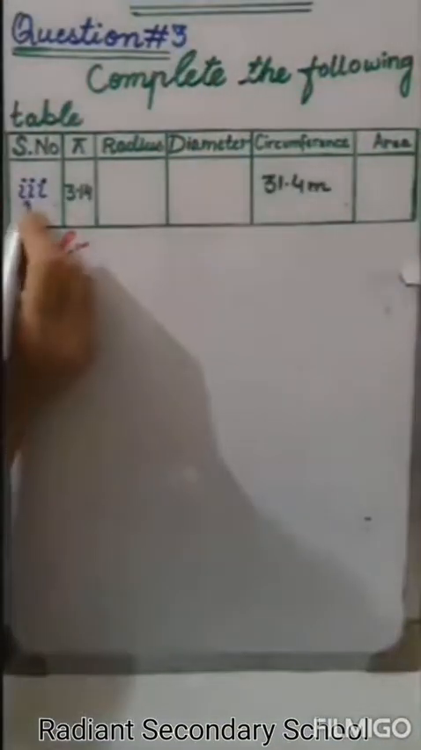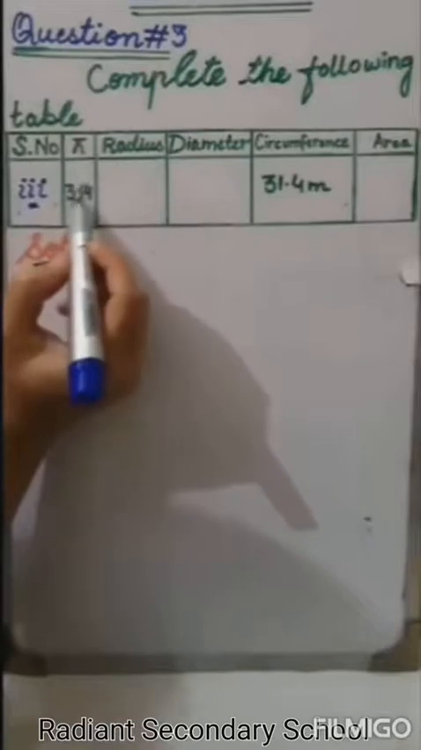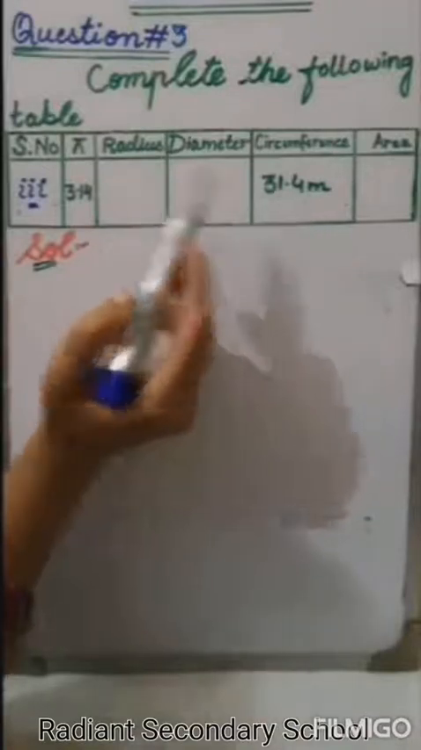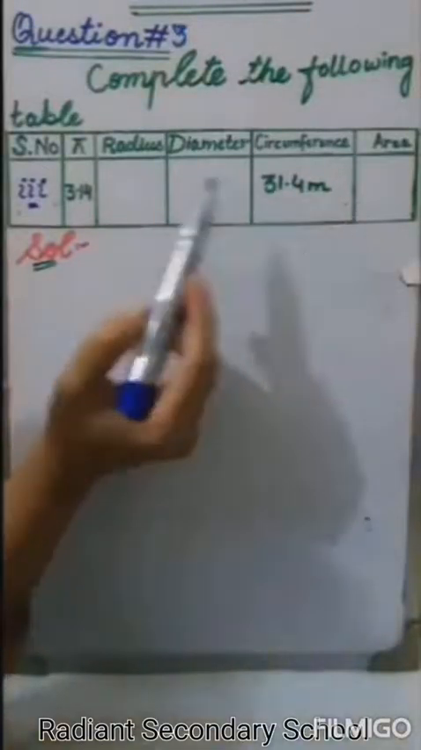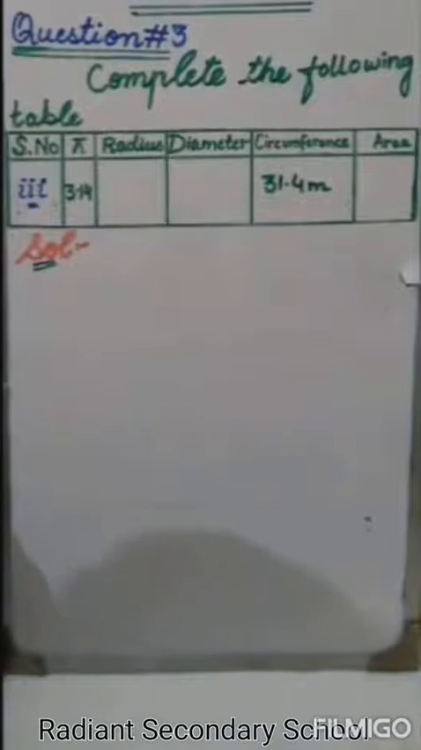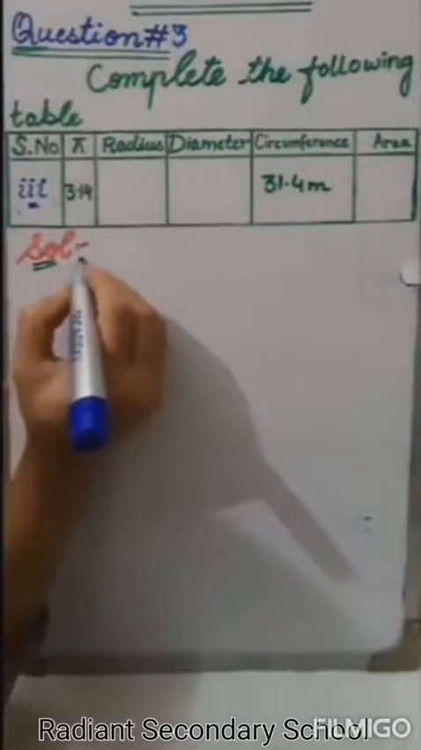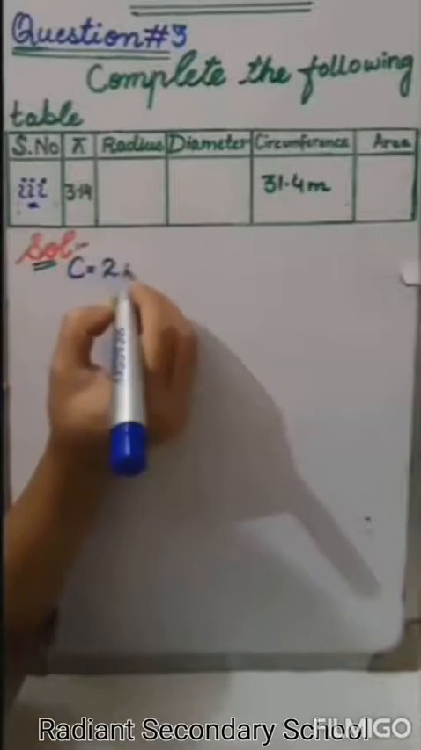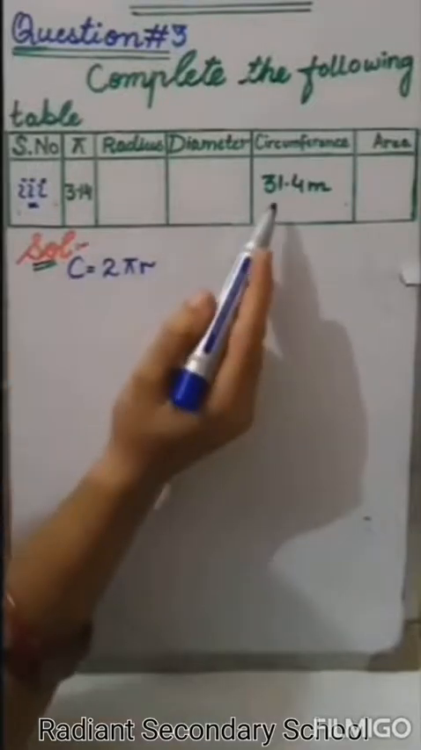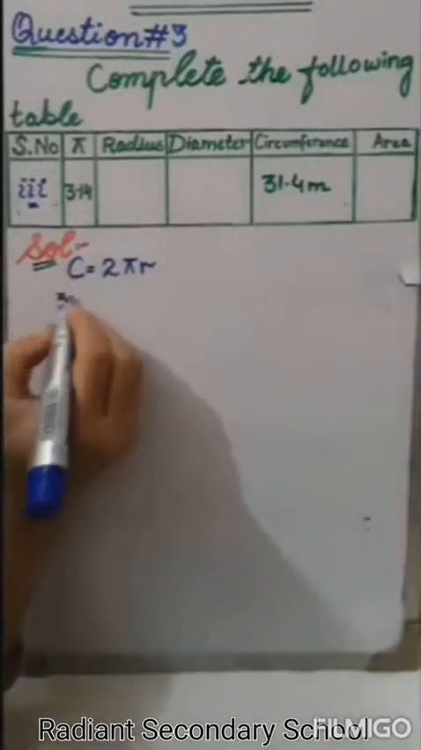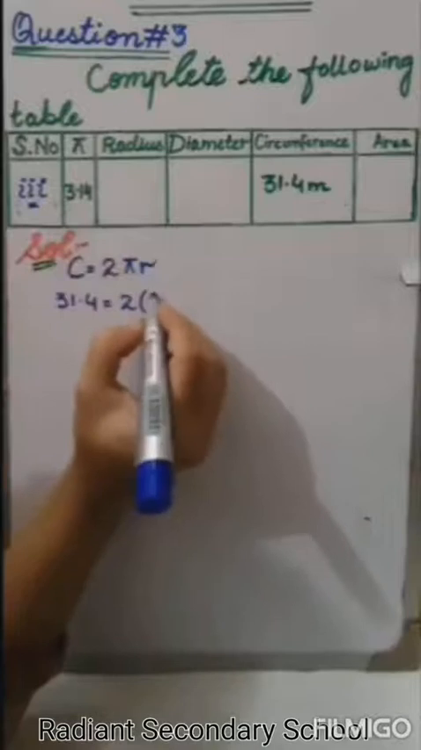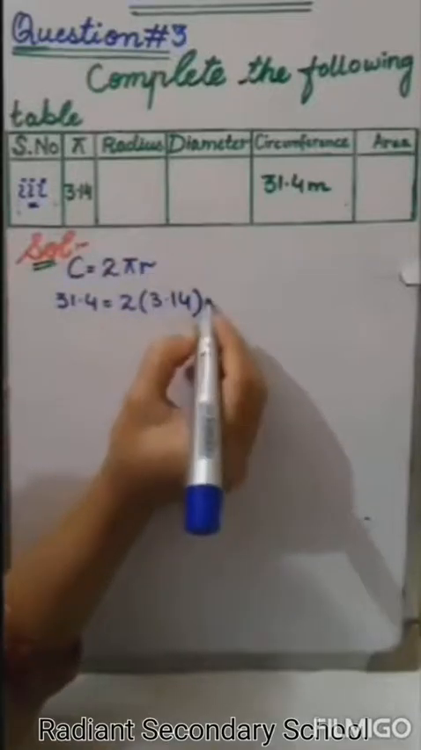Now part number 3. In part number 3 we have a value of pi 3.14 and circumference is given 31.4 meter. Radius, diameter and area are missing. We have to find radius, diameter and area with the help of this circumference. So first of all you have to start with writing the formula of circumference. Circumference is equal to 2 pi r. Now we have to put the values in the place of circumference. You have to put the value of circumference, that is 31.4 is equal to 2 multiply by value of pi 3.14 multiply by r.